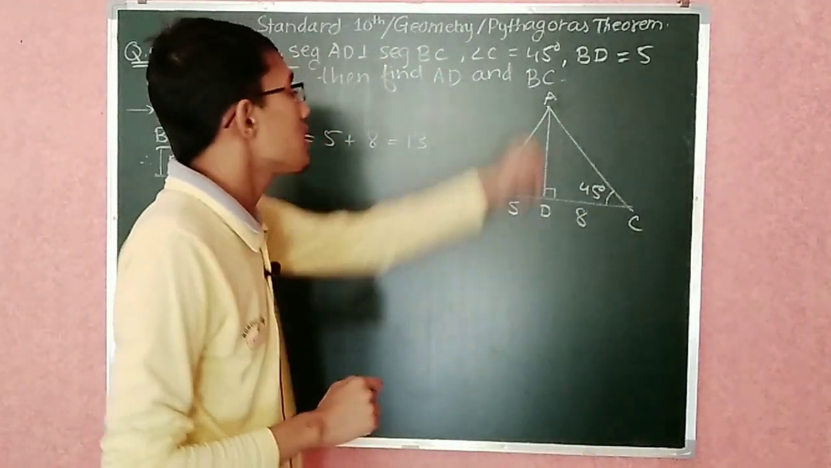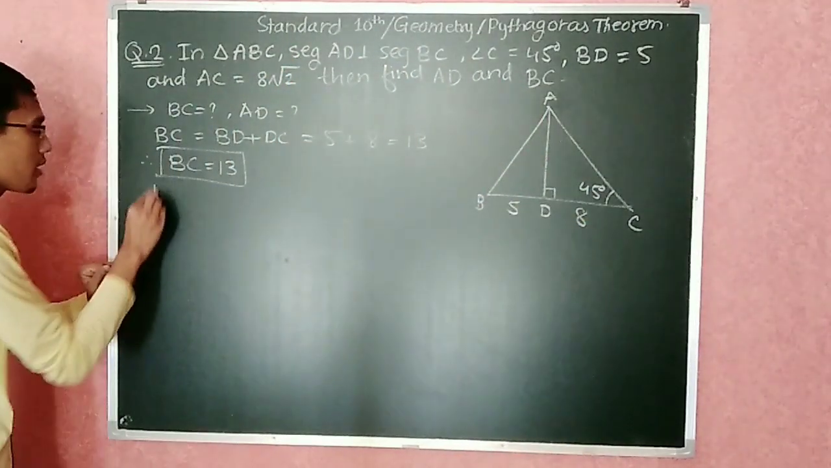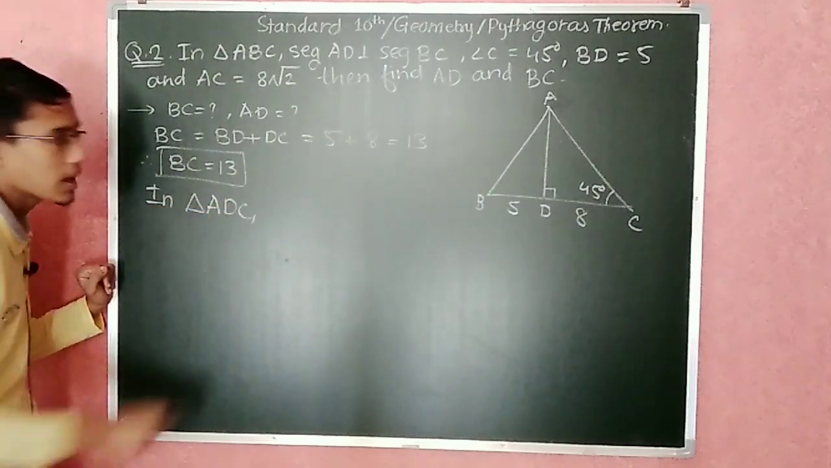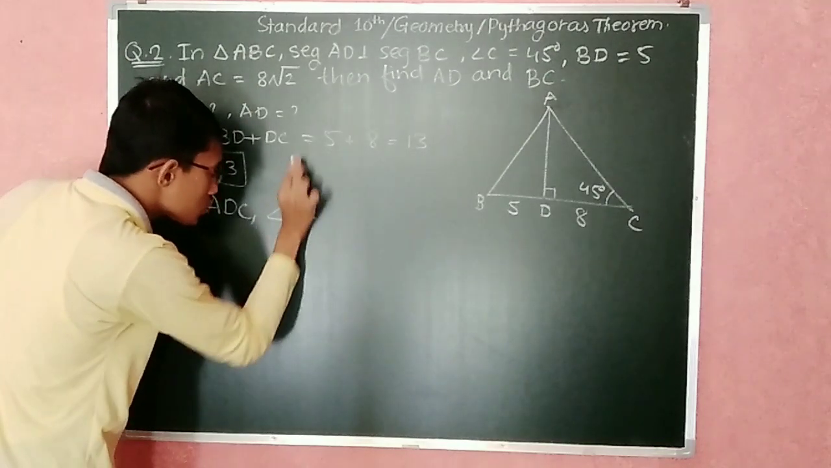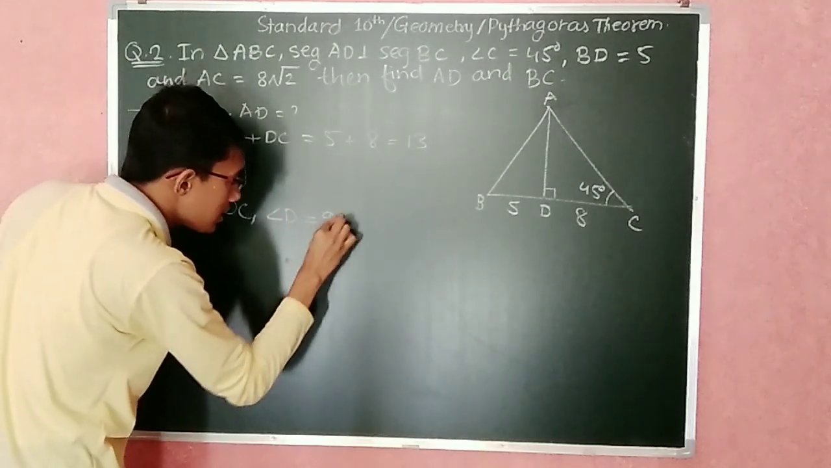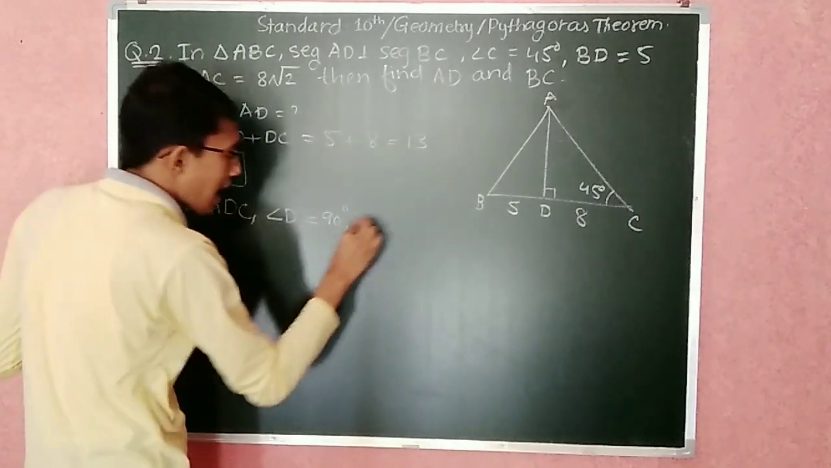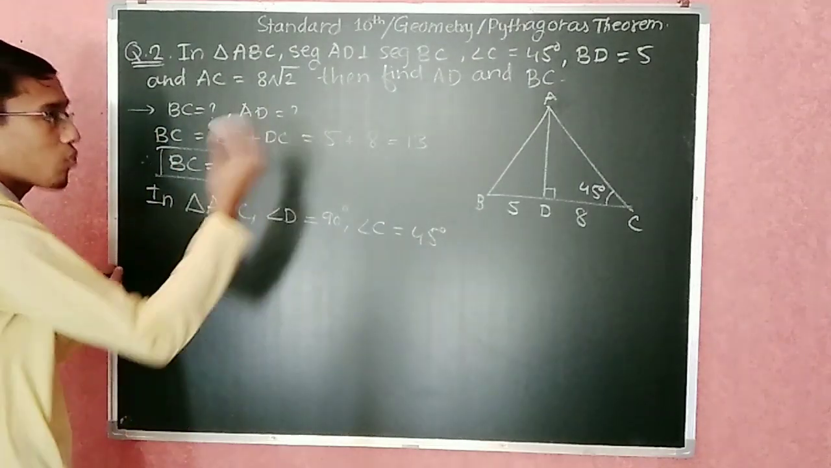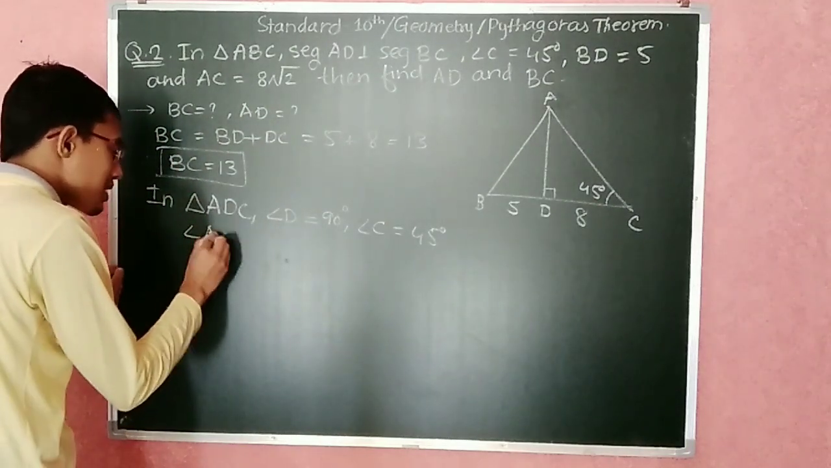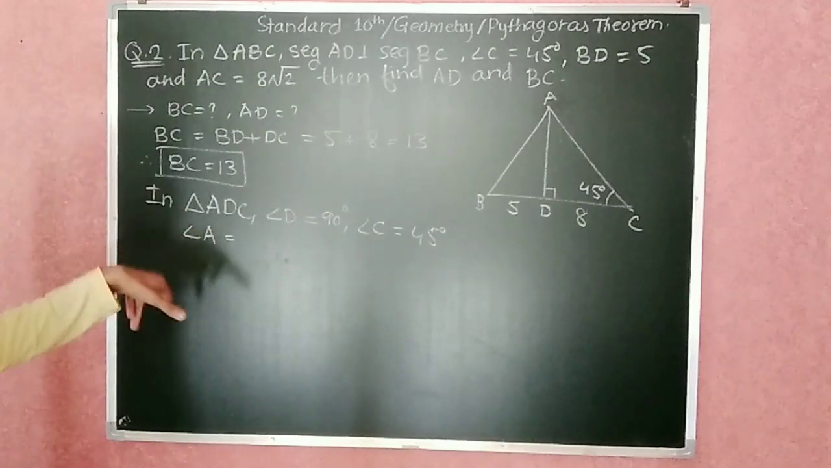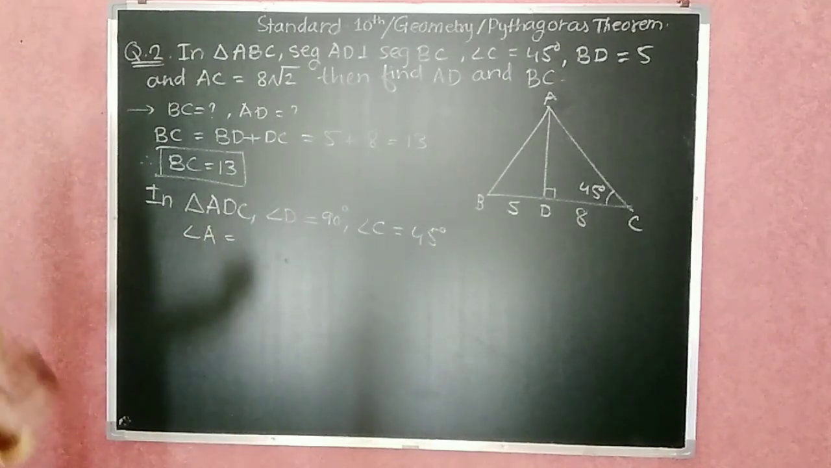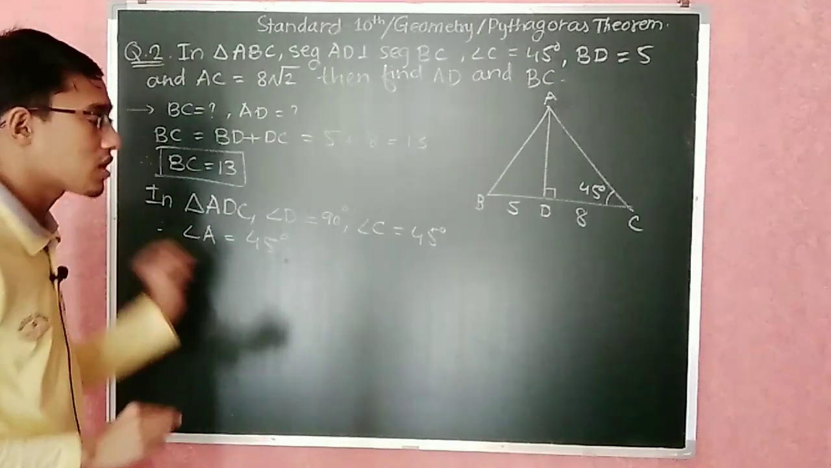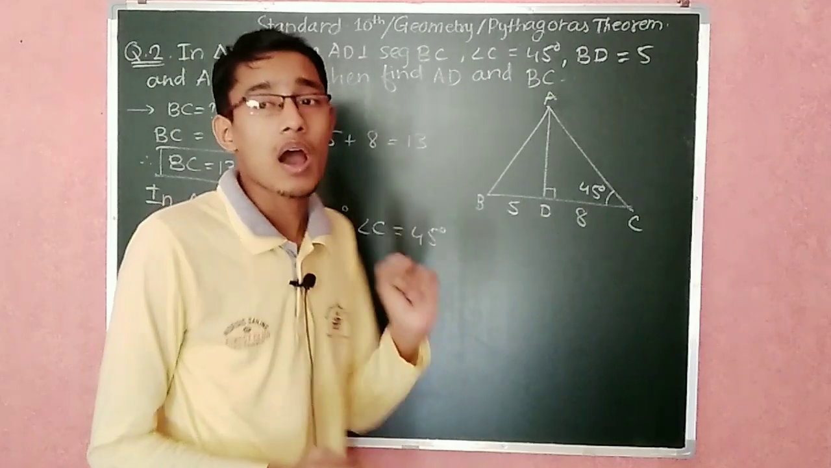You can see that in triangle ADC, angle D is equal to 90 degrees and angle C is equal to 45 degrees, it is given. Then what will be angle A in this case? What is going to be angle A in triangle ADC? It is going to be 45 degrees.